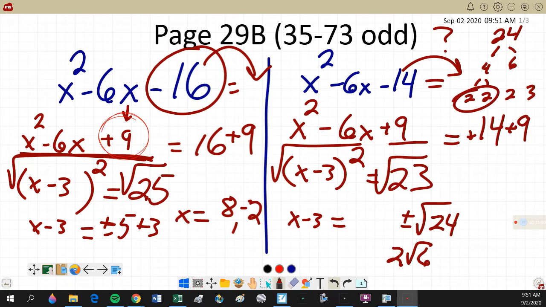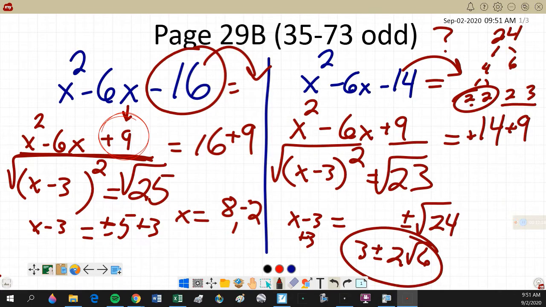I pick pairs. For every pair, I bring one out. So I bring out a 2, and I have a 6 left over. And all you're really doing is square rooting the perfect squares. So 24 is not a perfect square, but one of its factors is a perfect square. So we square root that piece of it, and then we just leave the rest behind. Okay, and then I add 3, and that would be my answer. 3 plus or minus 2 root 6.